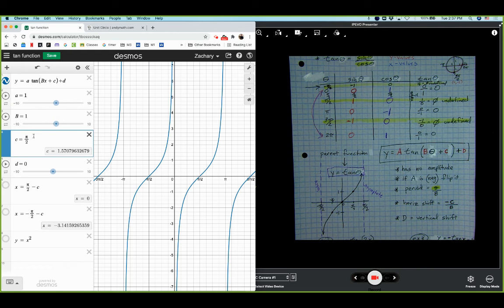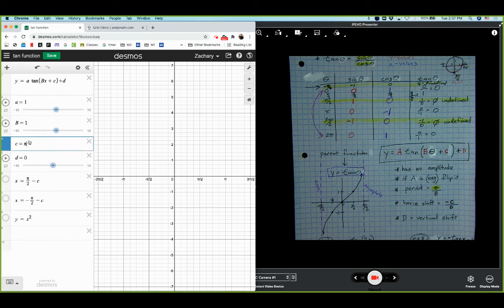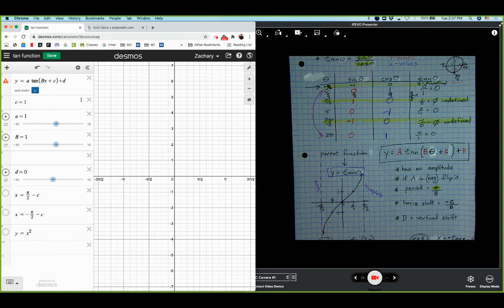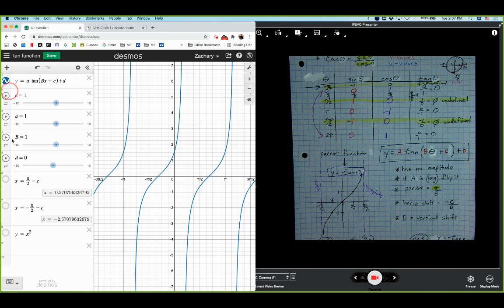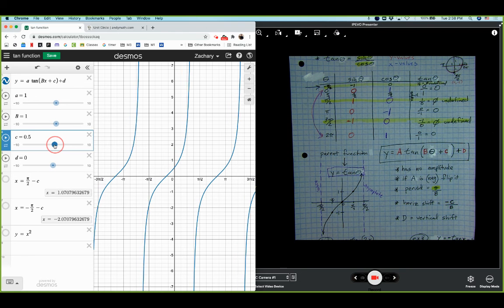So let's get rid of this. Add a slider, get it back in there. All right, that's a lot of mess. All right, get up there. All right, but now we're back to where we started. Let's put it back.